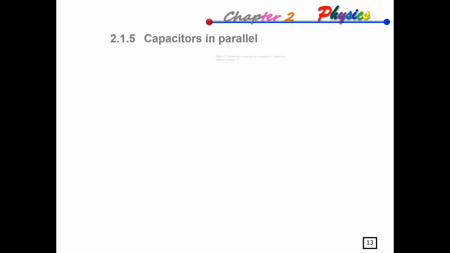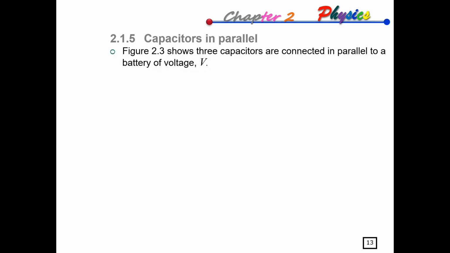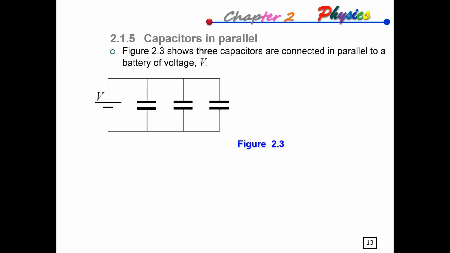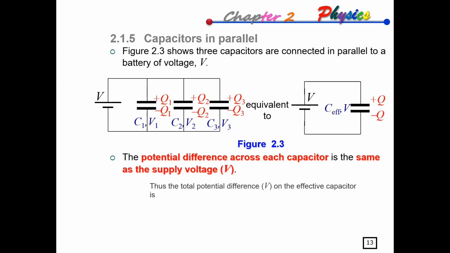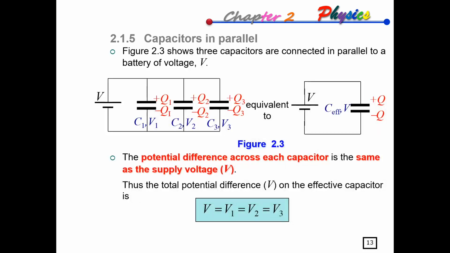Here, the combination of capacitors is in parallel to a battery V. So, in this combination, the supply voltage V equals V1, V2, and V3. So the potential difference of the effective capacitor is written as this equation.